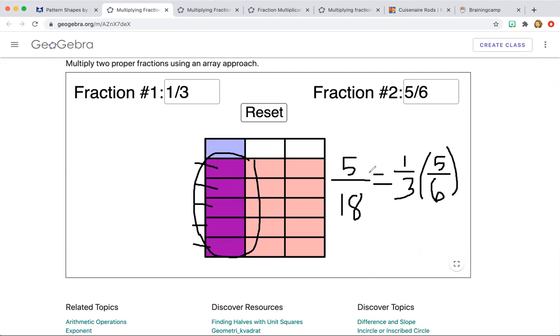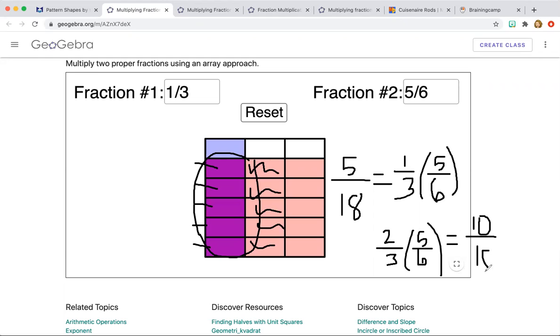And what if it was 2/3? Yeah, we'd have this 1, 2, 3, 4, 5. And so we'd have 2/3 times 5/6. So it would be 10/18. And you can simplify that. But again, this is how we can help, right? The models, the visual representations help to show where this comes from, right? Multiply across the numerators, multiply across the denominators.